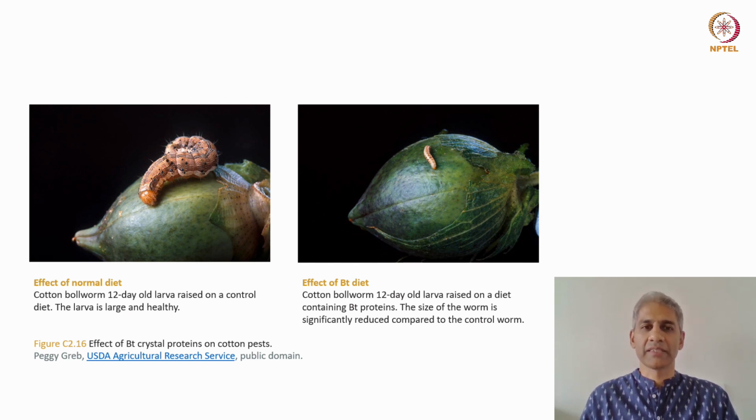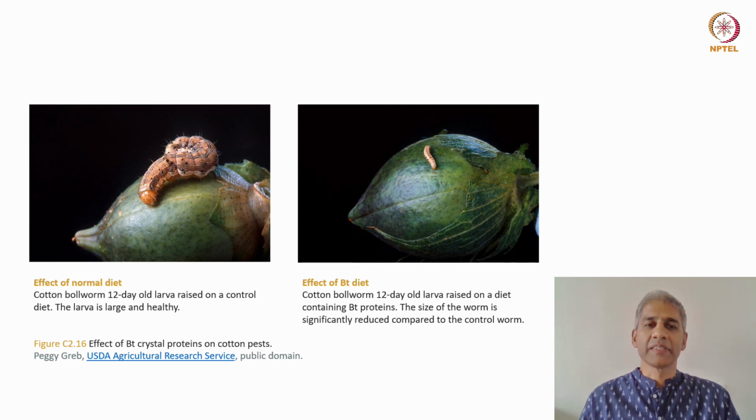This is from a trial done by the US Agricultural Service, where on the left you see a control caterpillar from the cotton bollworm, which is raised on a diet of conventional plants, and then cotton bollworm, which is raised on diet containing these Bt toxins, where the size of the caterpillar is much smaller and it is less healthy.